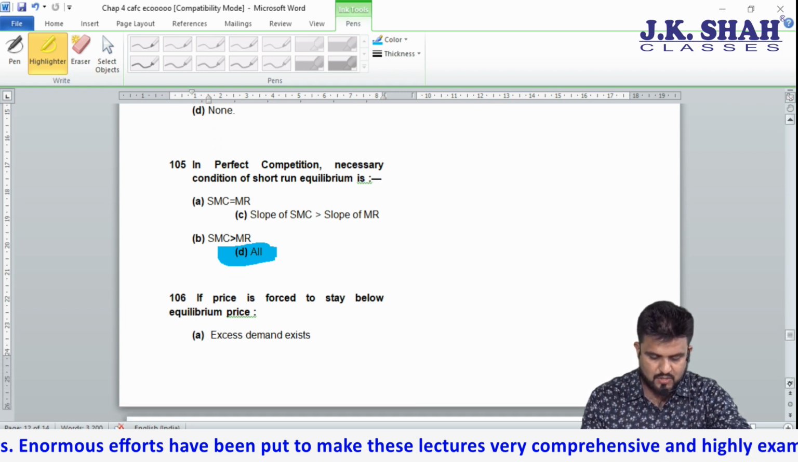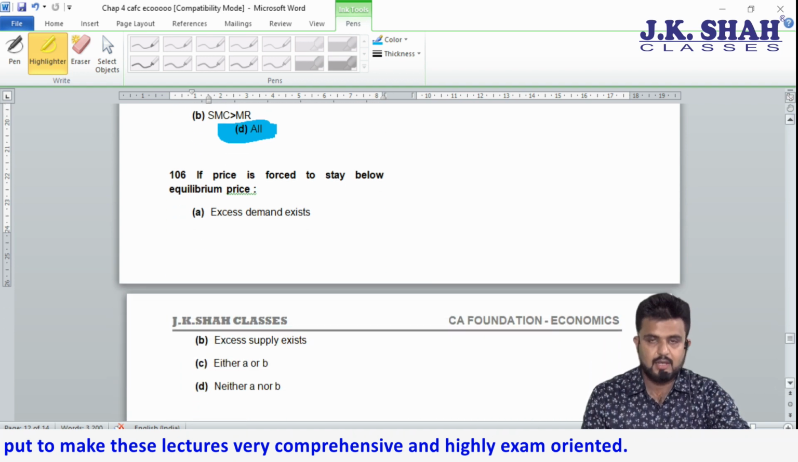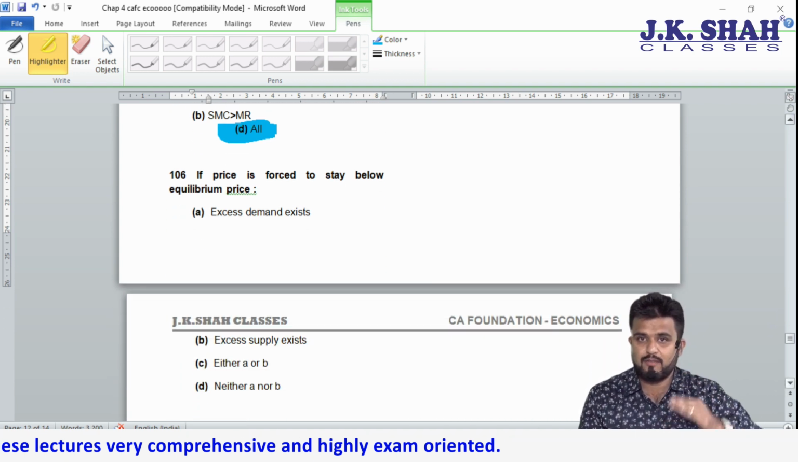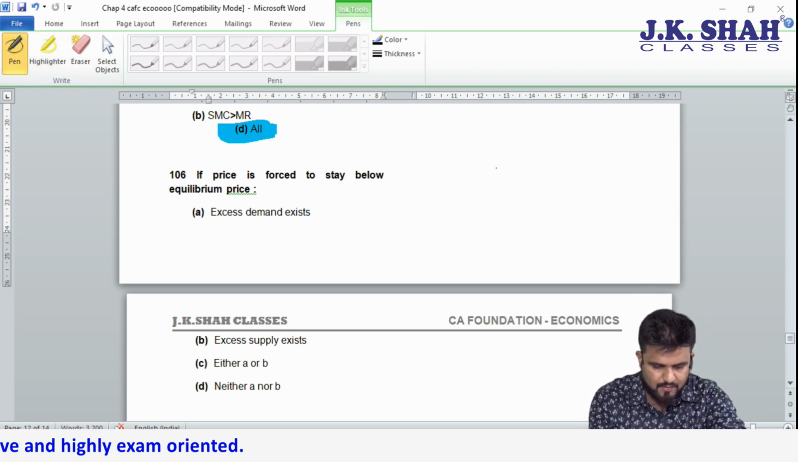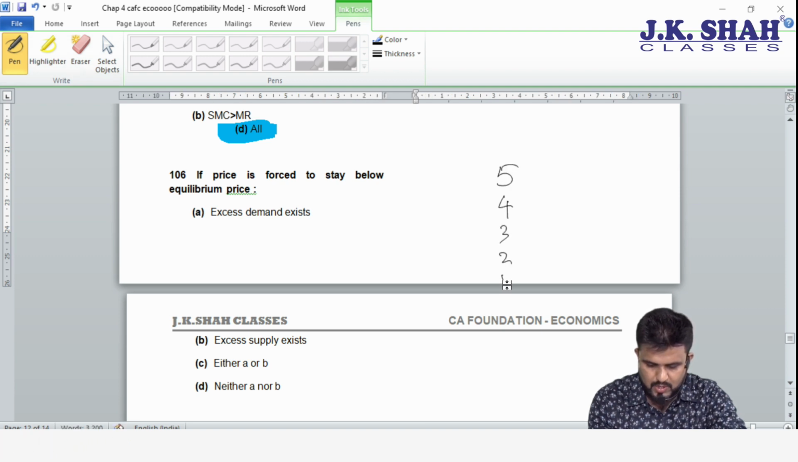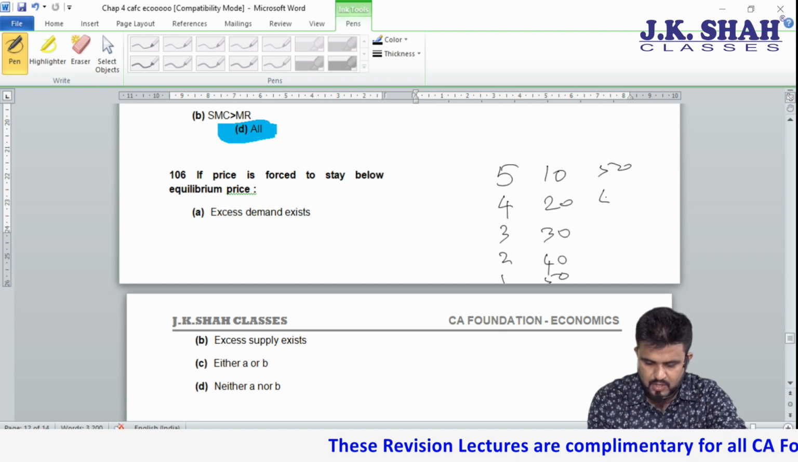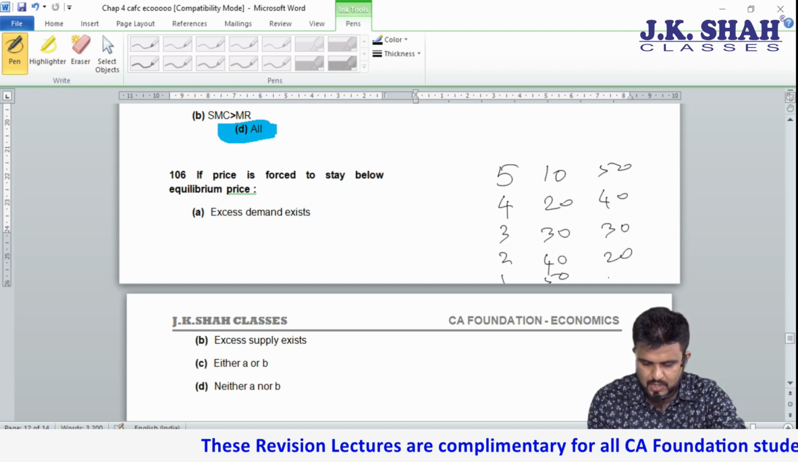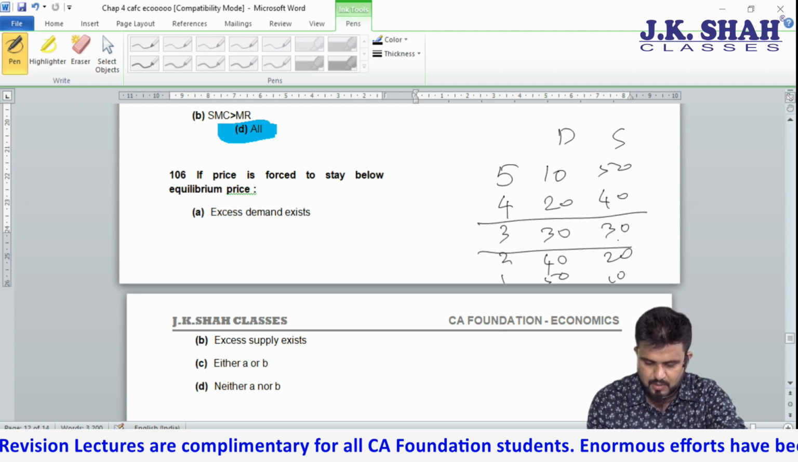Next, if the price is forced to stay below equilibrium, what will happen? I will just give you a highlight. 5, we have done this. 5, 4, 3, 2, 1. Then you had 10, 20, 30, 40, 50. Then 50, 40, 30, 20, 10. This is your demand, this is your supply, this is your equilibrium.